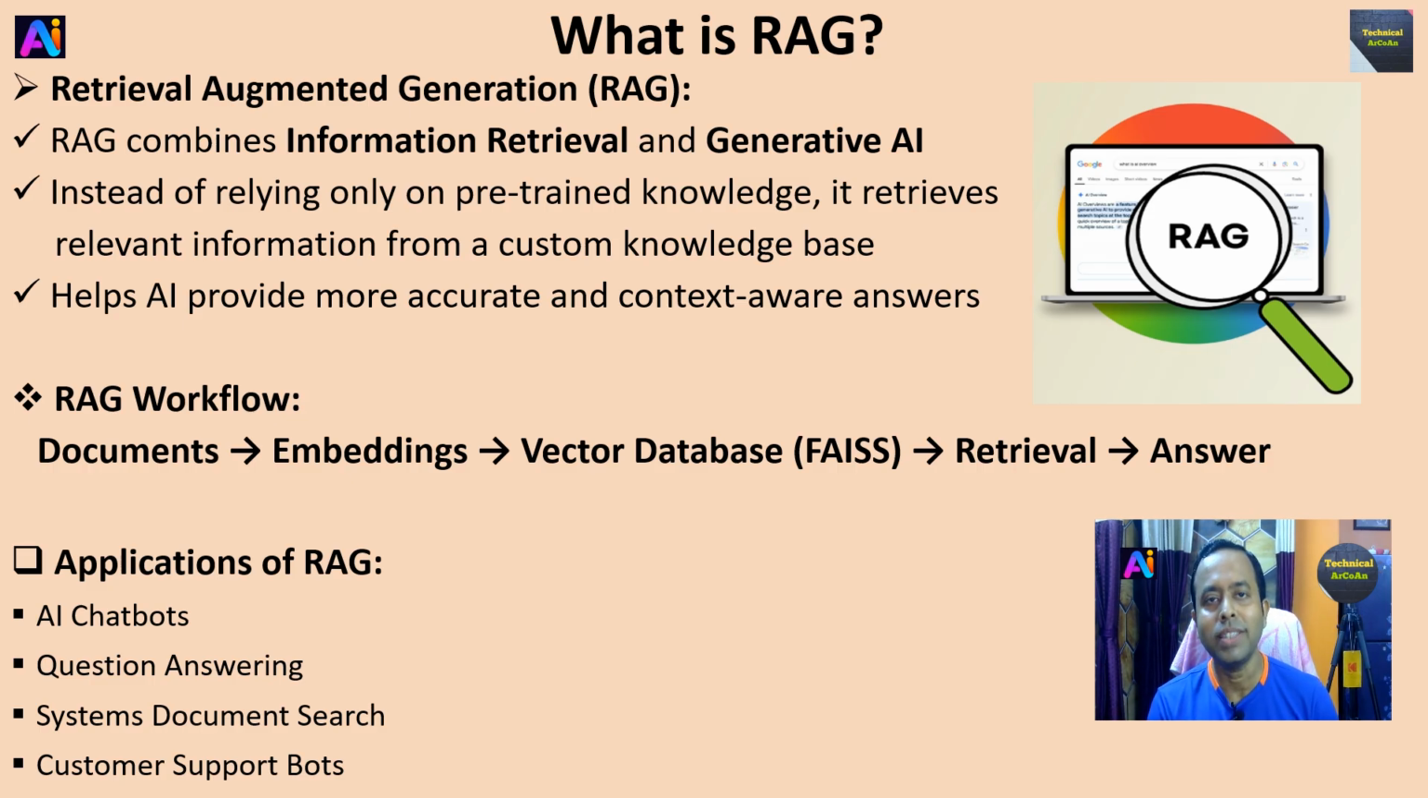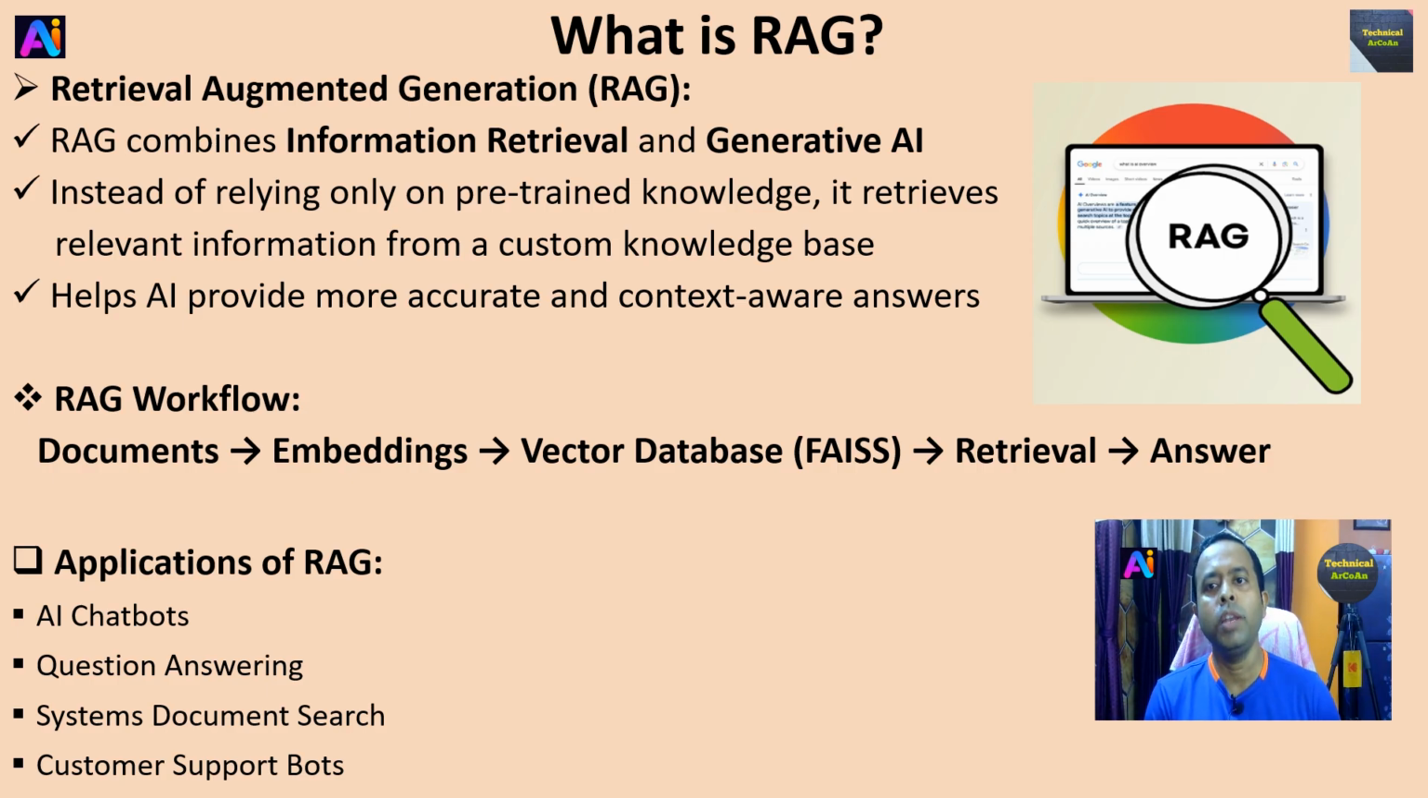Okay, so what is the RAG workflow? At first, the document is converted, and then it goes for the embeddings, and then it's stored in the vector database. Here we are using FAISS. Then retrieval is used here, and then we get the answer from there. Okay, so what are the applications of RAG? AI chatbots, question answering systems, document search, and customer support bots.